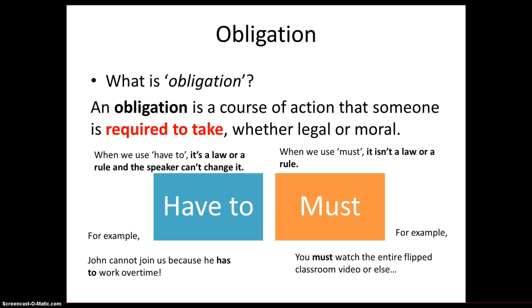For example, we use have to and must to express obligation. If you look on the left, let me use a pen so it helps you better. When we use have to, we talk about a law or a rule and the speaker can't change it. For example, John cannot join us because he has to work overtime. Note the subject verb agreement: this is have to, but because of he, this is has. Sorry, that's a digression. So John cannot join us because he has to work overtime.